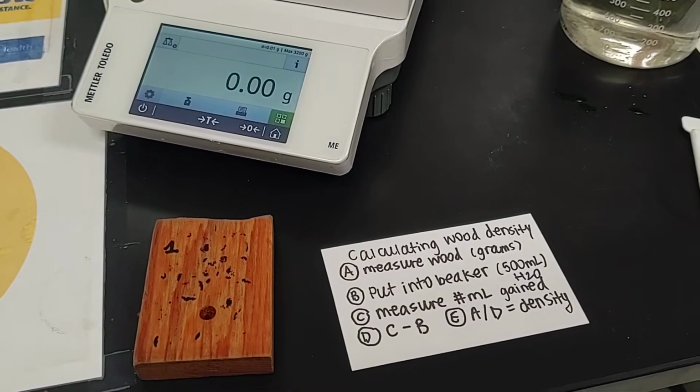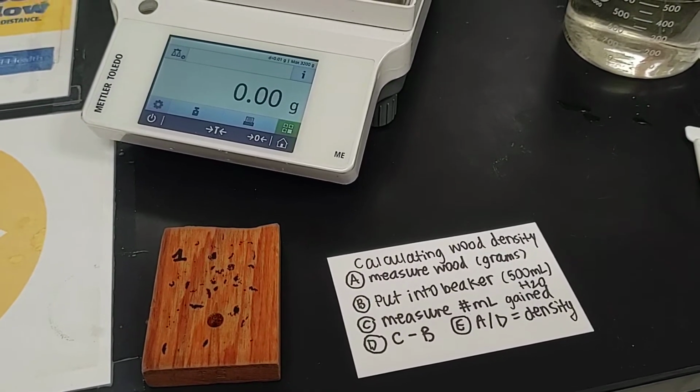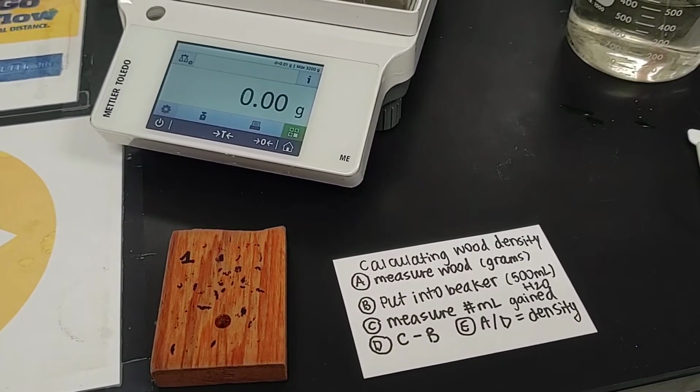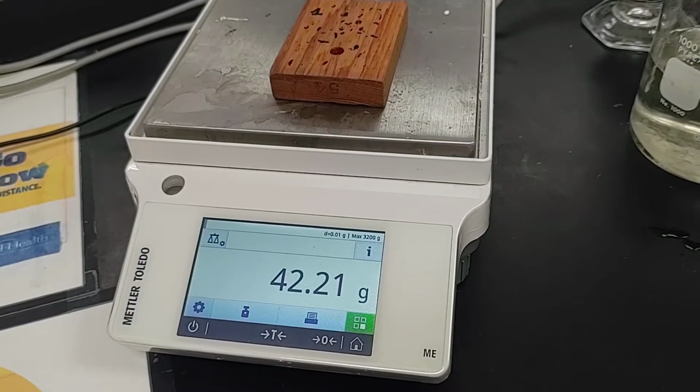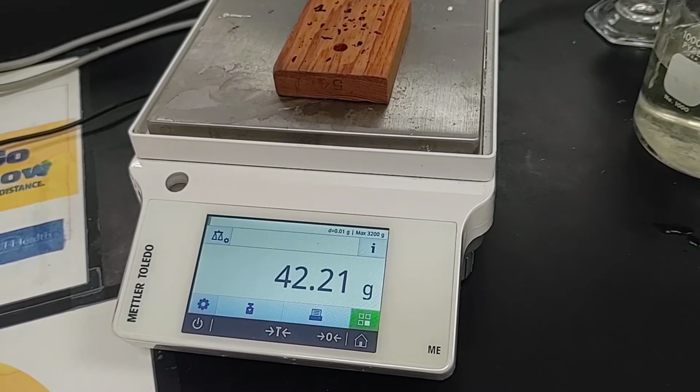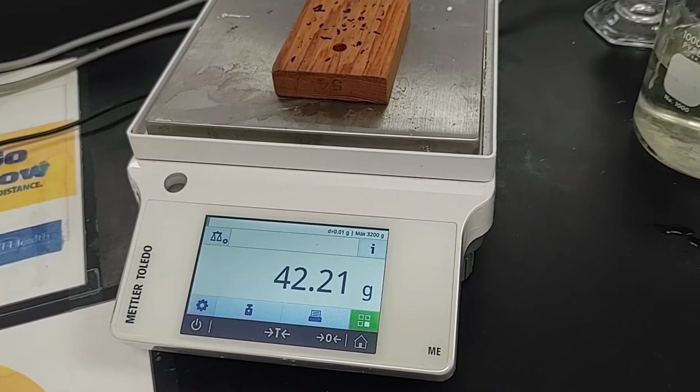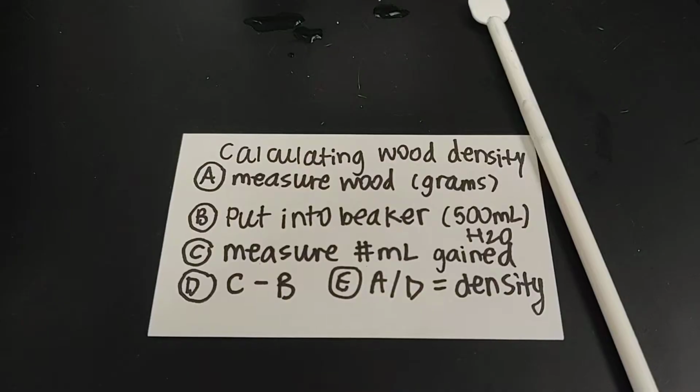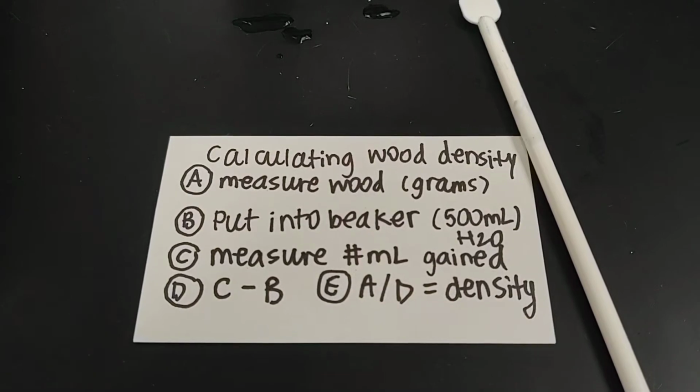Besides grain, the next thing we're going to test on our wood samples is density. So we're going to start by measuring the wood. Sample 1 comes in at approximately 42.2 grams. We then want to put that wood into a beaker filled with water.